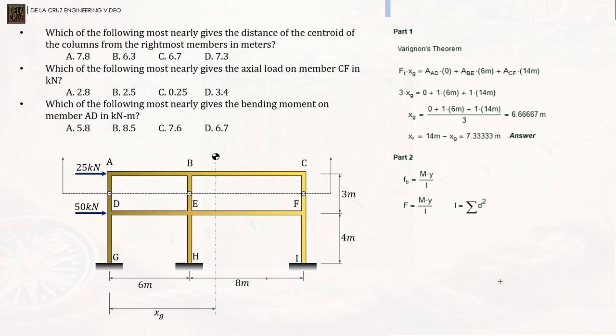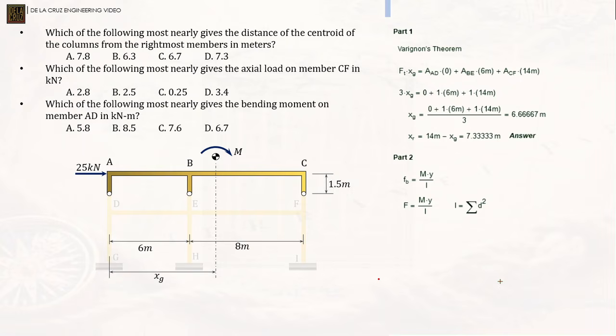But there are too many forces and members involved there, so the easiest is at the top. Okay, I cut it there and this is what happens. This is the M that we will get. Don't worry, this is easy. Again, this is 1.5 meters.